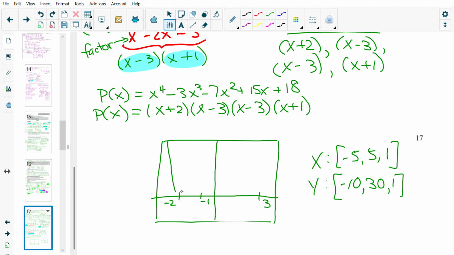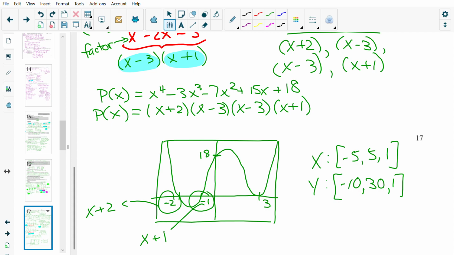What does this look like? This is what my function looks like. It kind of just bounces off. It's like tangent to the 3. We'll discuss what that means in another lesson, but that one, another reference point 18, so there's one factor. There's another factor.